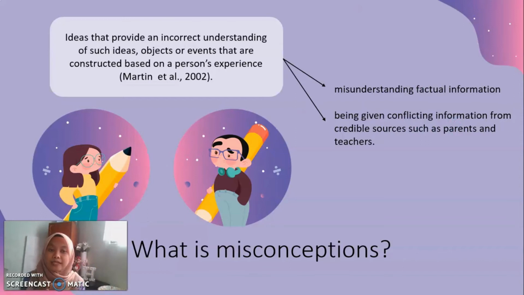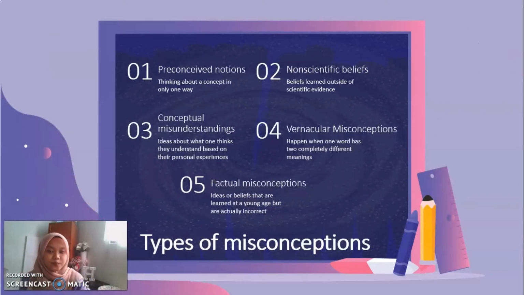Misunderstanding about factual information, or being given conflicting information from a source such as parents and teachers. The teachers say A and the parents say B, so the student or child will be confused about the different information they receive. It is a misconception. Let's take a look back at the types of misconception.